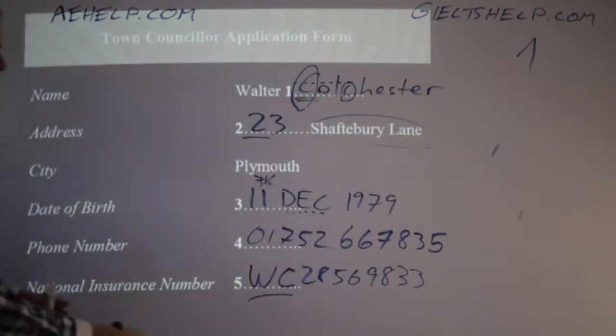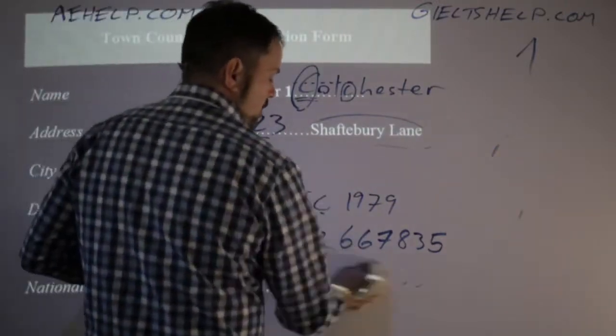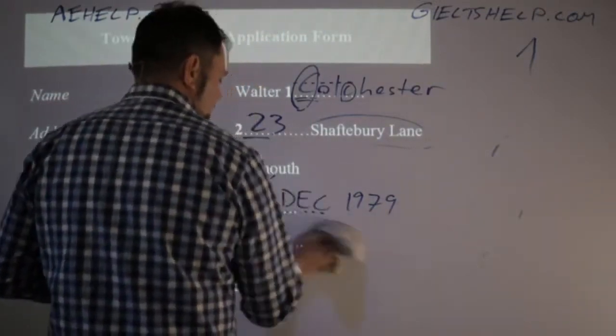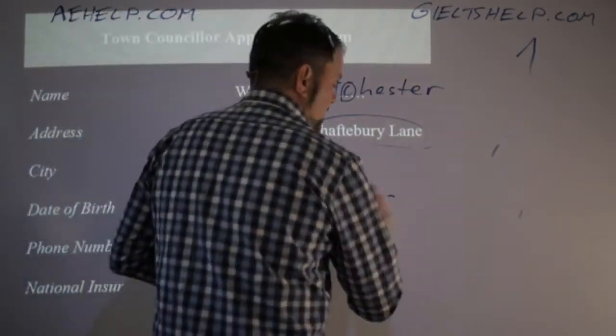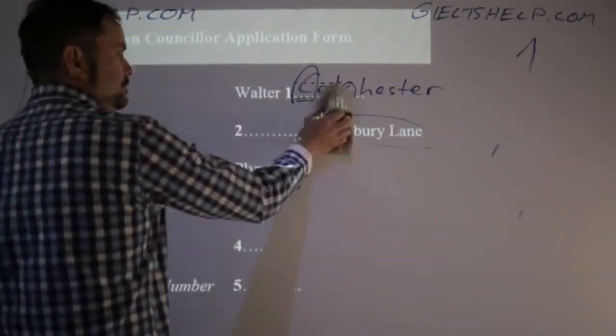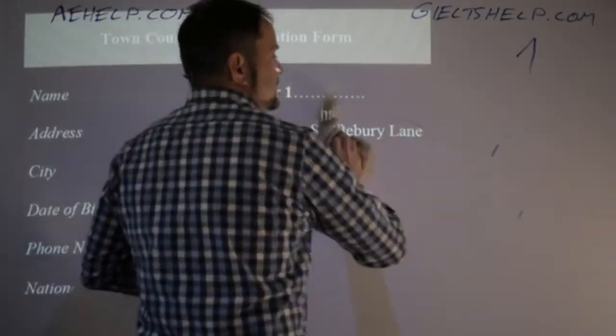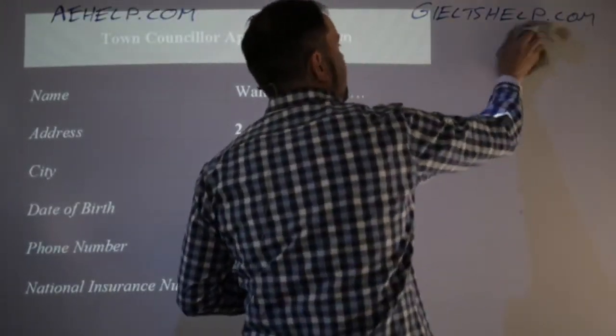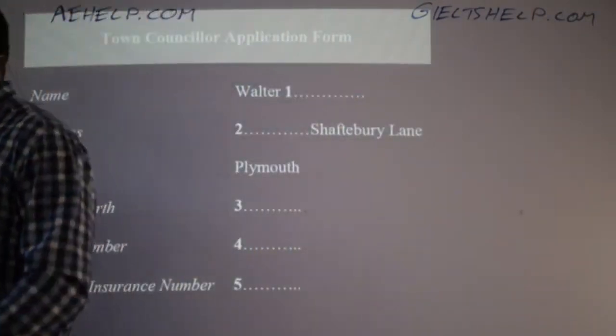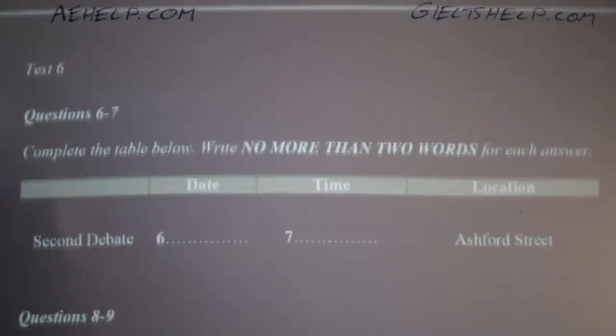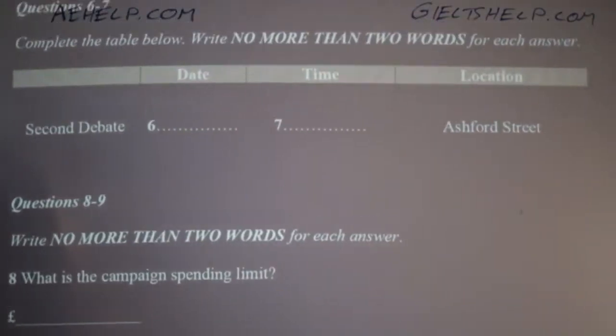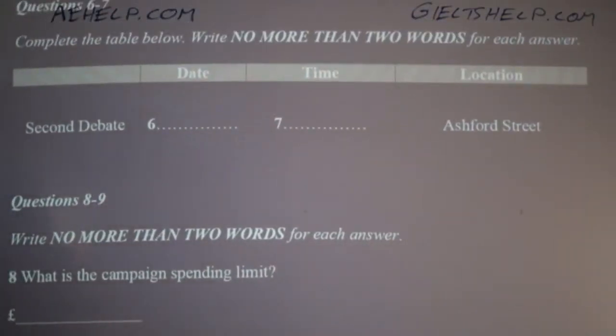Each part contains 10 questions for a total of 40 questions in the listening section. Let's take a look at the remaining five here in part one. Okay, so you had this short completing the table. It's something about the debates that are in connection with running for town councilor.